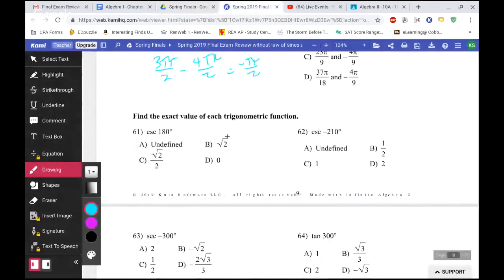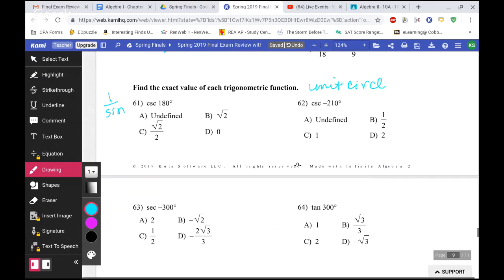So cosecant, that is the inverse of sine, okay? And when you're using the unit circle, we know that sine is the y value. So the cosecant is going to be 1 over y. So you would then go to your unit circle.